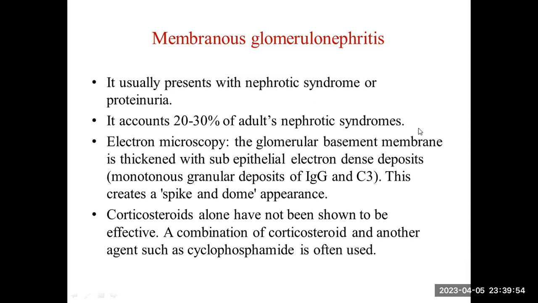A third of the patients will undergo spontaneous remission. These are the lucky patients. A third will remain proteinuric, and a third will eventually develop end-stage renal disease.